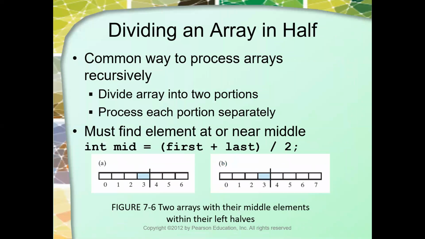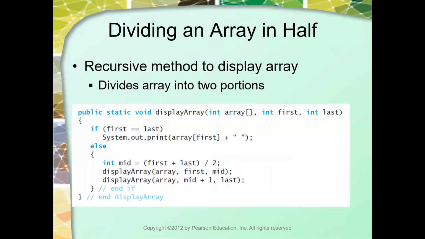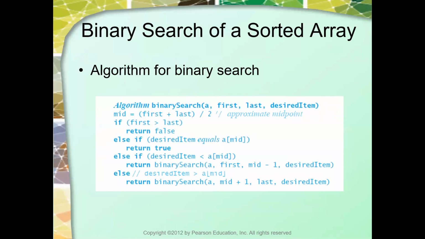This is the idea of dividing an array in half. A common way to process arrays recursively is to divide the array into 2 portions. We do that with quicksort, we do that with merge sort. And that's showing you how to do that. We just did that. And here's how the binary search actually works. It's probably the most famous algorithm that splits the array in 2.